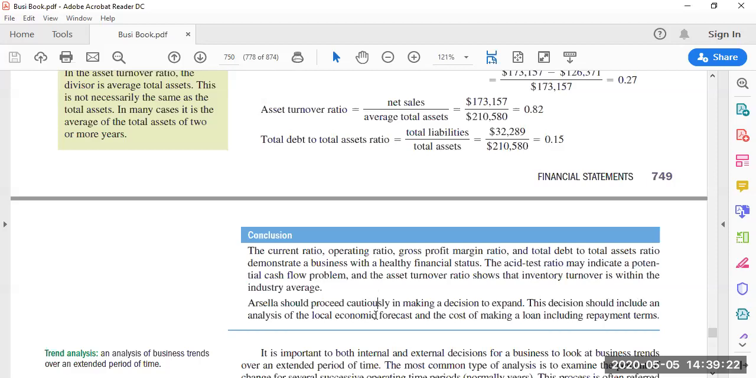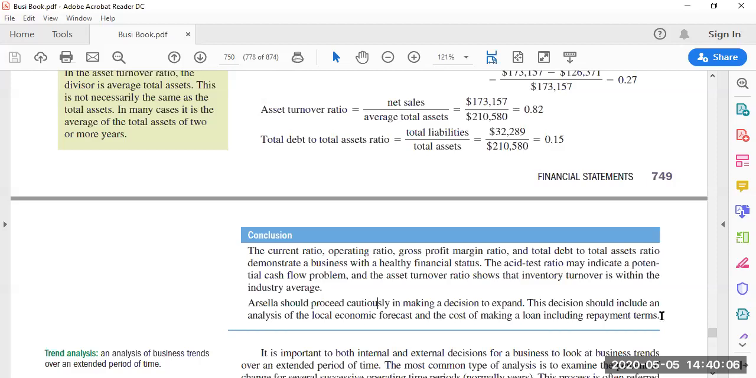This decision should include an analysis of the local economic forecast and the cost of making a loan, including the repayment terms. Because if your cash on hand is being held up through other business practices, then when you go and expand, you get a loan, how easy would it be to get cash to make these payments? But also, what are the forecasts for the industry? If the economic conditions are on the upswing, meaning the economy is growing, then that's a good indication that she could be okay to make this decision.